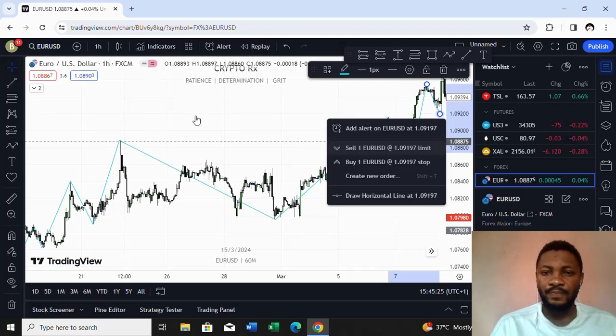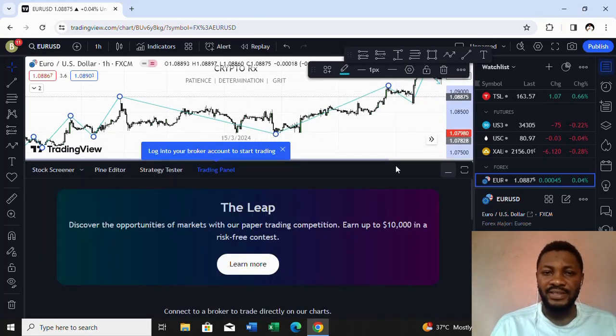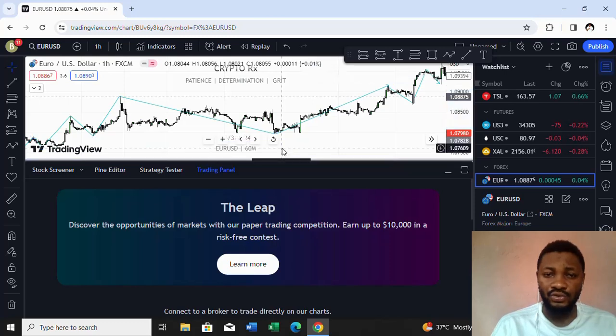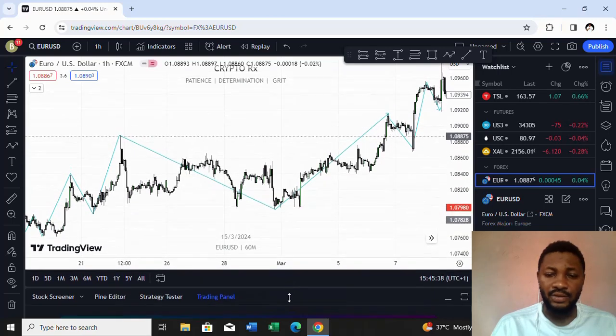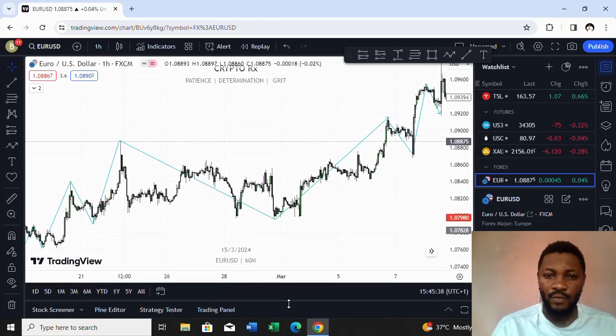This is how to map market structure in an objective way.